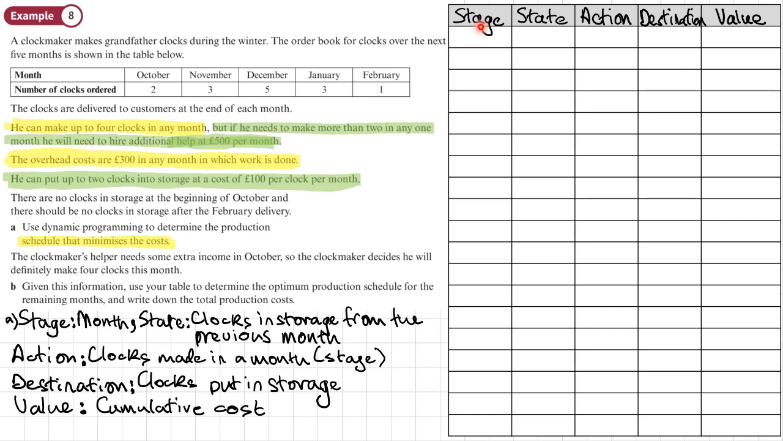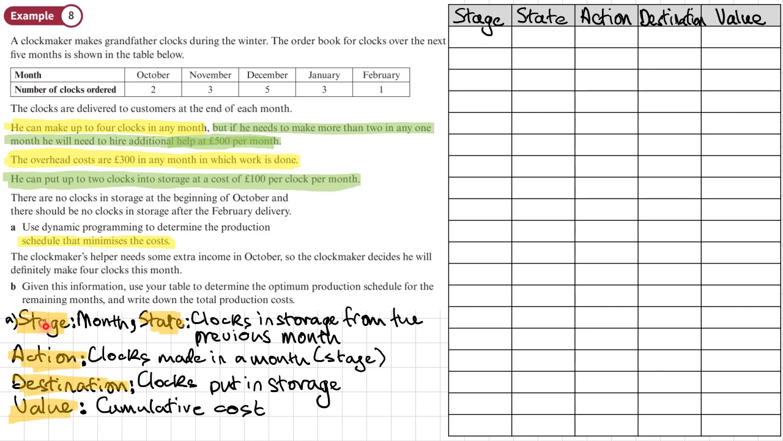Okay, so I've filled in the table with the headings, and I thought it would be helpful to write down the meanings of these headings in the context of the question, even though this question doesn't ask for the definitions, but it will just help us get our head round the problem.